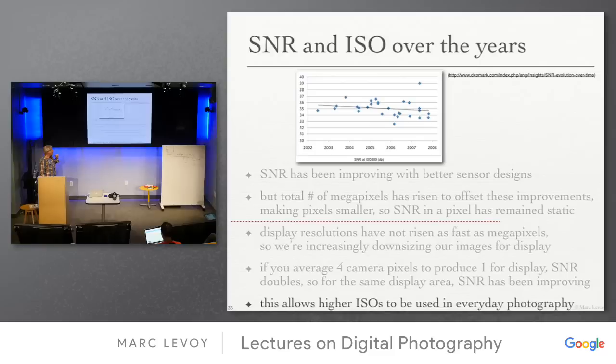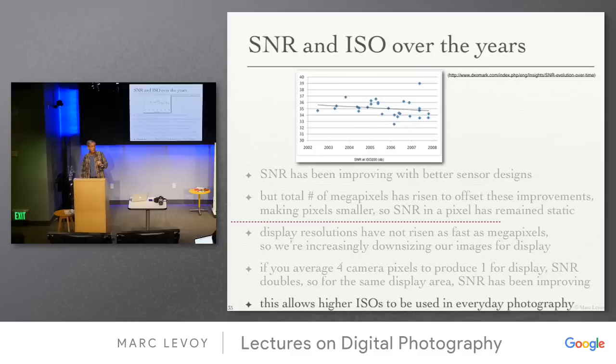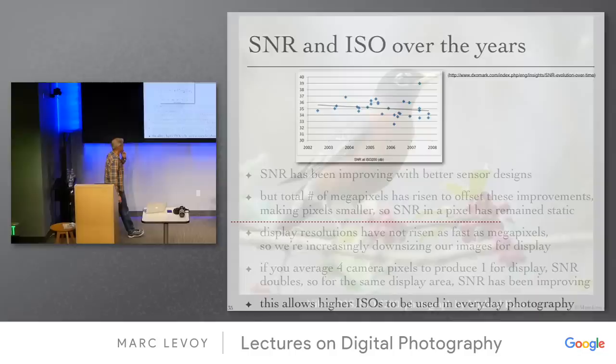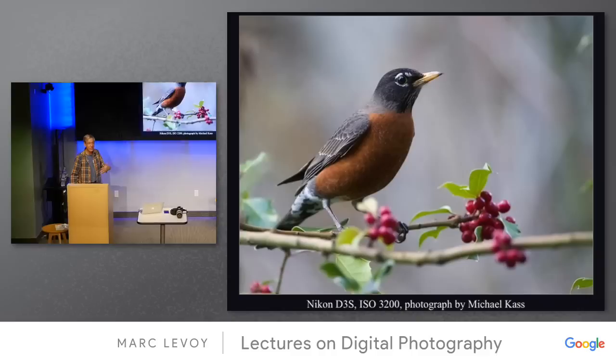So if we include that effect, then it is really useful that we have higher ISOs. It gives us the ability to use higher ISOs without too much noise. And so here are some examples of that. A picture taken by Michael Cass at ISO 3200. Looks great, I don't see any noise at all. Of course, it's downsampled for display, even more so on this 600 by 800 display.